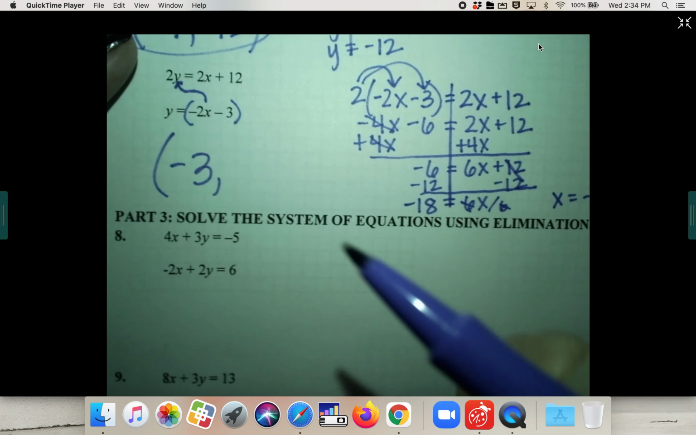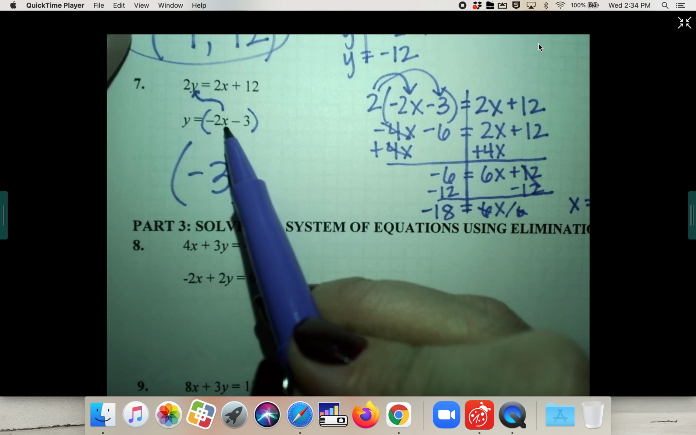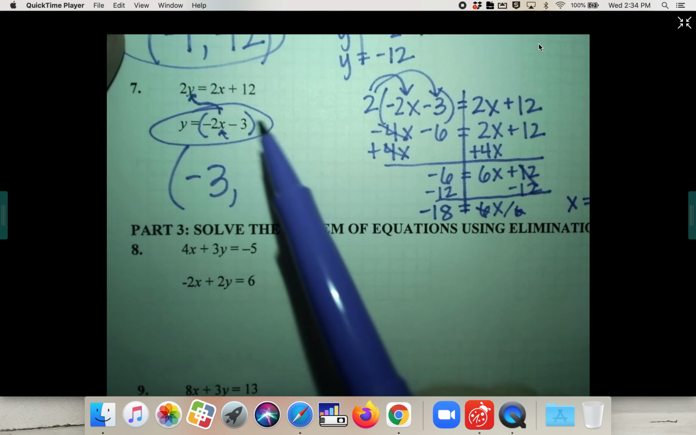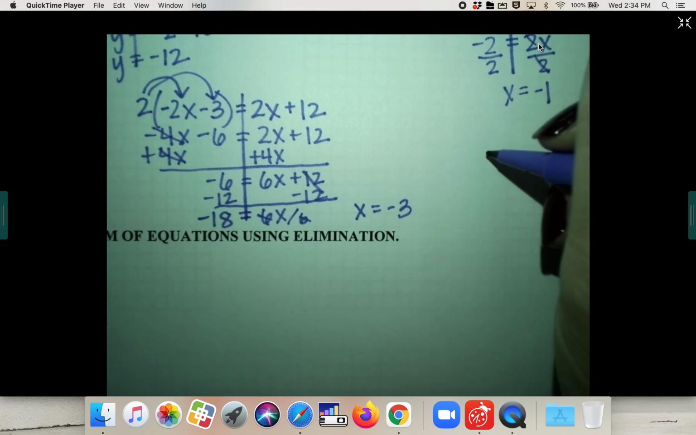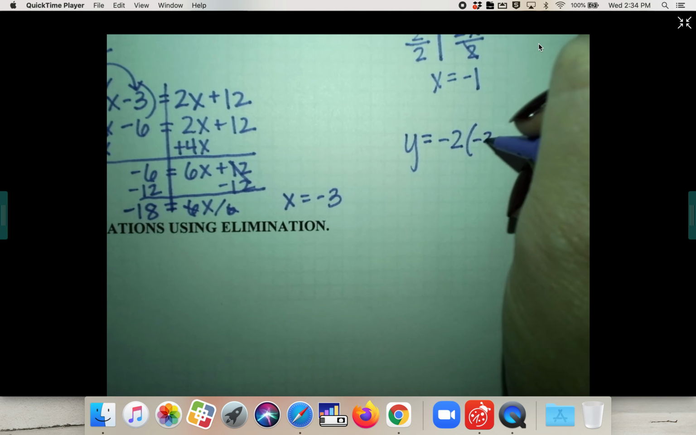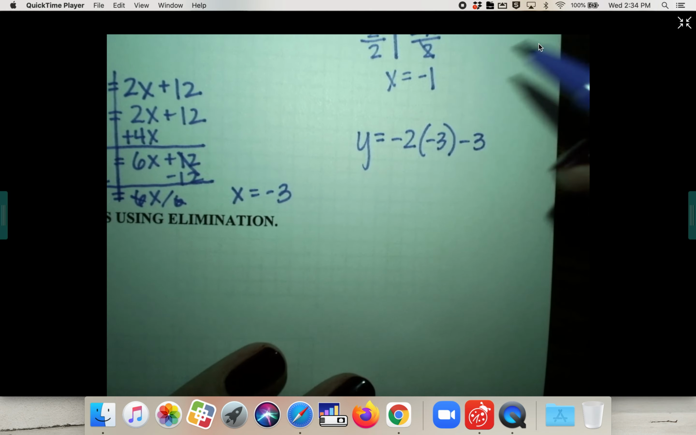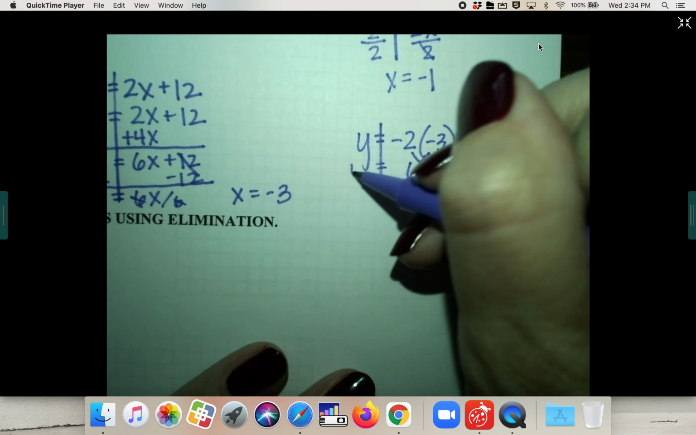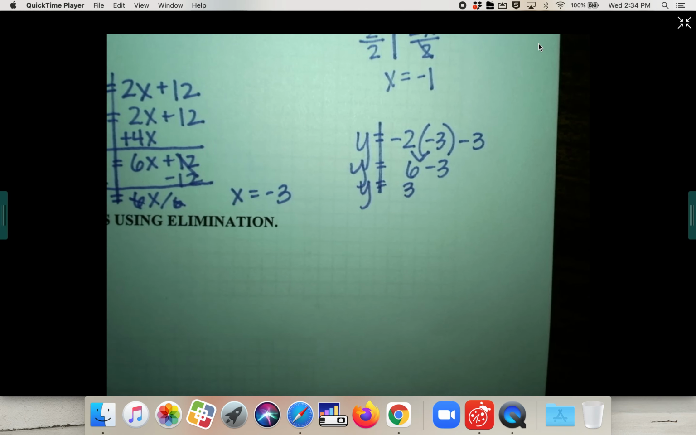And now that we know x is negative 3, you can plug it in up here or right here and solve it. And it doesn't matter. This actually looks like it might be a little easier. So I'm going to rewrite this equation, and instead of x, I'm going to make it negative 3. So y equals negative 2 times not x, but negative 3 minus 3. I think that was right. Yes. Okay, so just solve it. Negative 2 times negative 3 is positive 6. And 6 minus 3 is just 3. So y equals 3.